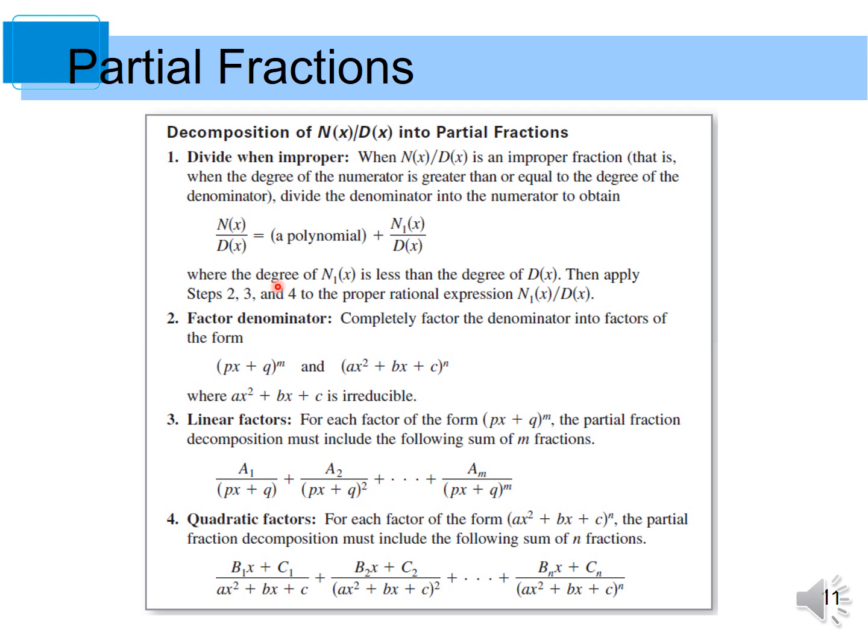where the degree of N1(x) is less than the degree of D(x). So this rational function is a proper fraction. Then we can proceed to the second, third, and the last step, for the proper rational expression.